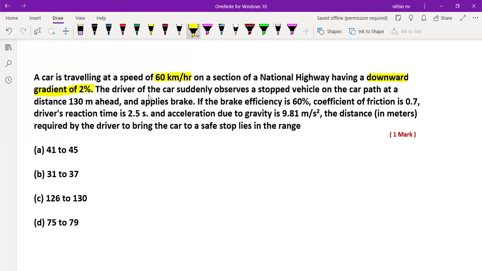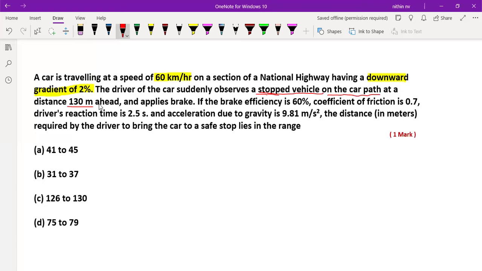Okay. Now, the driver of the car suddenly observes a stopped vehicle on the car path at a distance of 130 meter ahead and applies the brake. And we know whenever a moving vehicle sees some obstruction, it may apply the brakes and finally stop, right? So somewhat they are asking the question related to the stopping sight distance. Generally, we call it an obstruction, but here they told that it's a stopped vehicle. Many students got confused after seeing this term, the stopped vehicle. But in classes, we have already explained that a stopped vehicle is considered as an obstruction, right? Obviously.